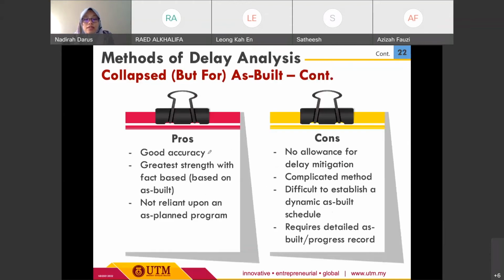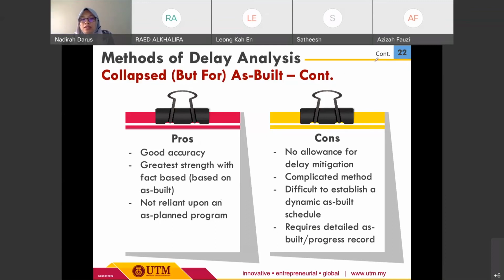Again, these are the advantages and disadvantages of this second method under the retrospective approach. In terms of the pros of this method, it provides good accuracy with greater strength, with facts based on the as-built, and it is not dependent or reliant upon the as-planned program.